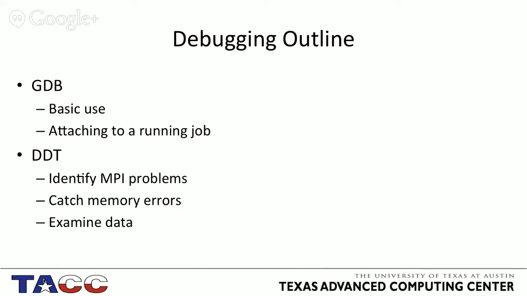And I'll cover the basic use of GDB and a little bit about how to attach to a job, because that can come in very handy when you have a job or an executable that doesn't appear to be doing anything but doesn't stop. DDT is a distributed debugger, and this is what we use to debug problems with MPI or multi-threaded codes. And it works well with our scheduler and our systems and all types of MPI.